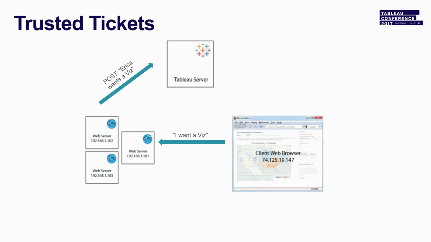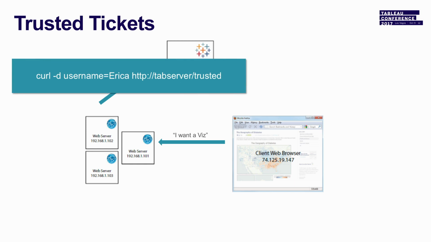The web application then needs to turn around and tell Tableau server via a post request that a specific user wants a viz. Erica wants some viz. The post request is pretty simple. It's to the URL of Tableau server /trusted, and the payload is just the name of your user passed in through this username. Now notice what's not here, their password or the name of the viz.